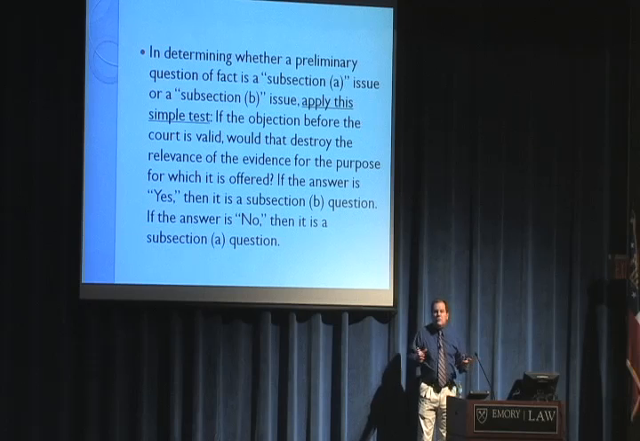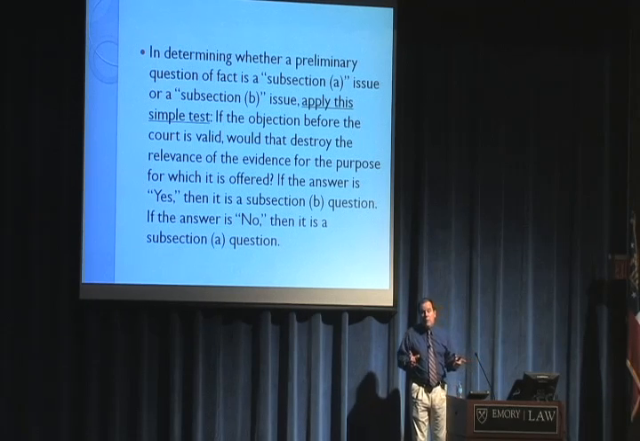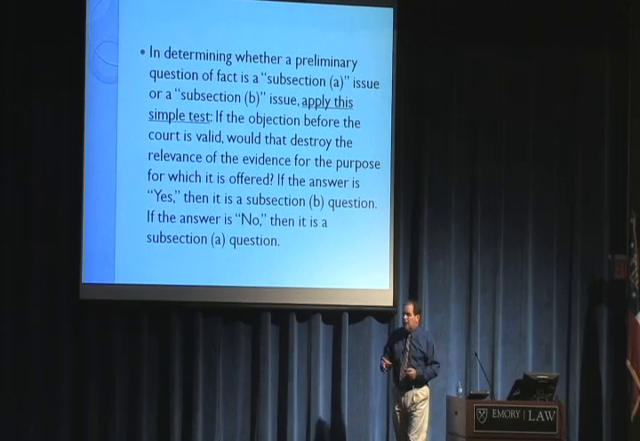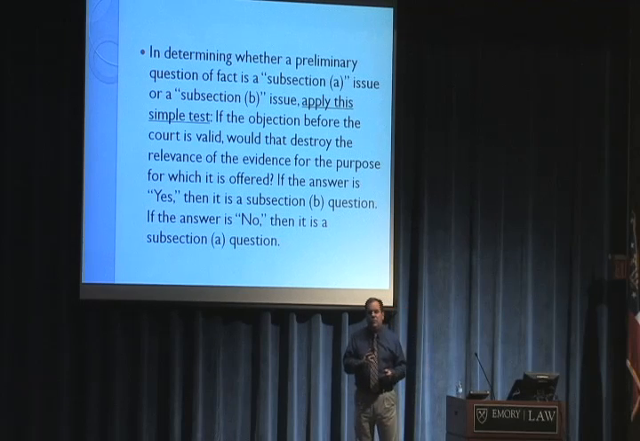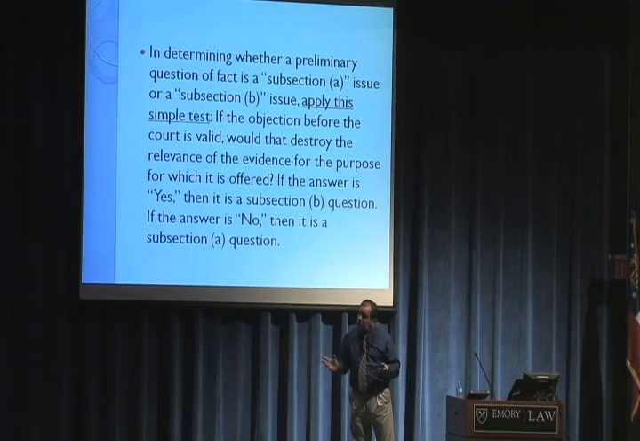One simple test for distinguishing between a 104A and a 104B question is this. If the objection before the court is valid, would that destroy the relevance of the evidence? If the answer is yes, it's a 104B question. If the answer is no, it's a 104A question.